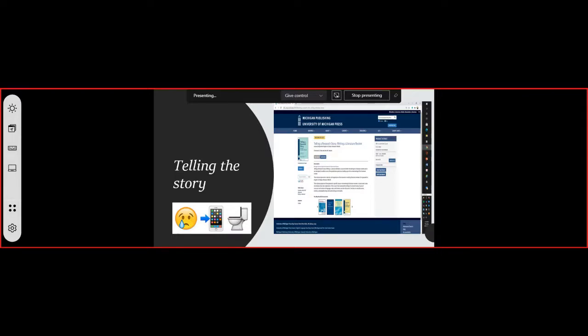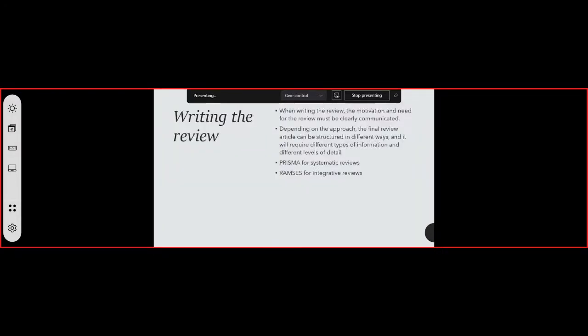Like any story, a story has a beginning, a middle, and an end, and it is very similar with your research review chapter. So when writing the review, the motivation and the need for the review must be clearly communicated to your reader. And depending on the approach, the final review article can be structured in a number of ways, and it will require different types of information and different levels of detail.